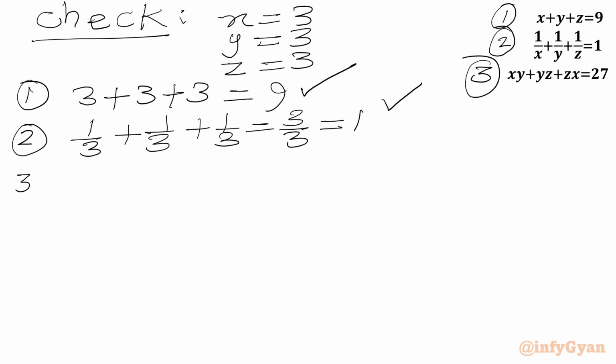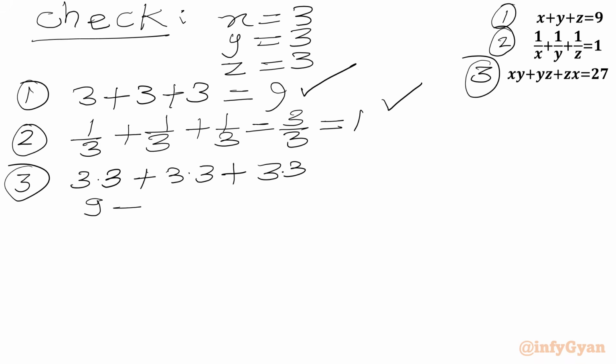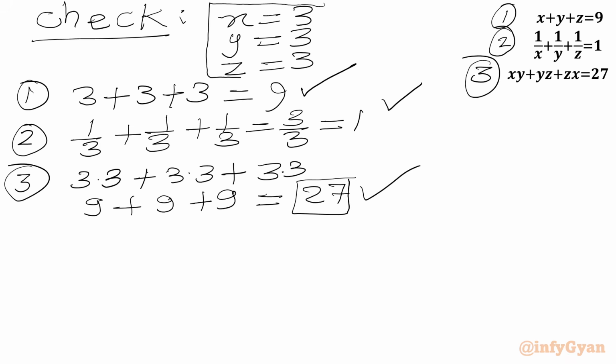Now we are going to check the third equation. xy, so we will write 3 times 3, plus yz, 3 times 3, plus zx, 3 times 3. So we will get 9 plus 9 plus 9. The addition will be 27, which is our RHS, which is also true. So our solution will be x comma y comma z equal to 3 comma 3 comma 3.